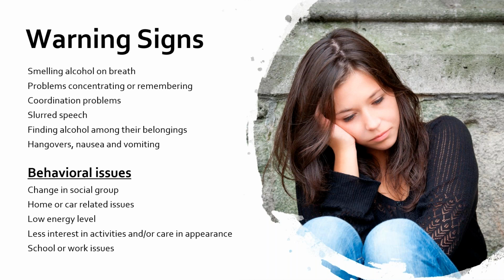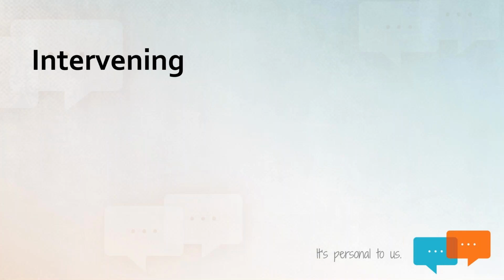Again, look for a change in behavior overall. Look at your child overall, because one sign, like changing friend groups or having a car accident, doesn't mean it's alcohol usage. But look overall. See what is occurring. And then what do you do? You've got to intervene.